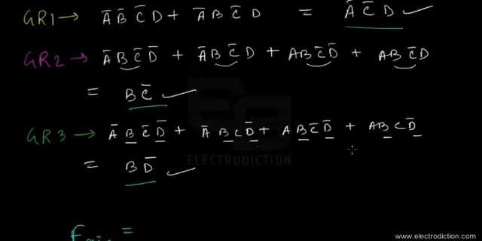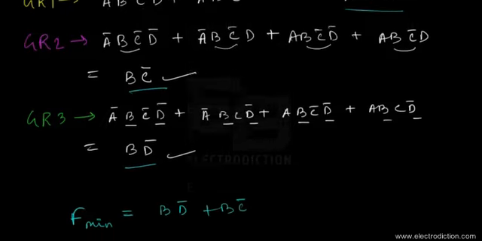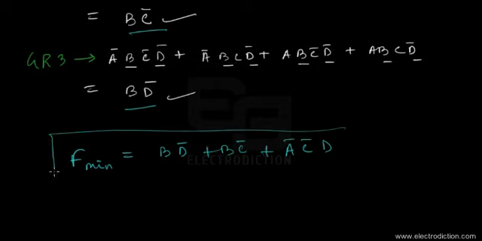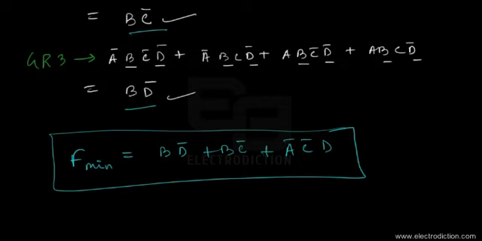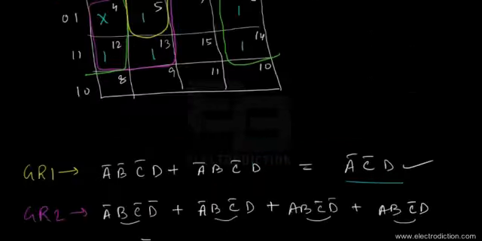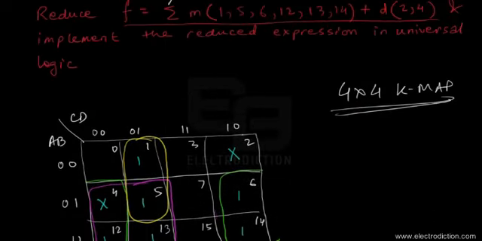So we're going to get BD bar plus BC bar, and then A bar C bar D plus A bar C bar D. So here we have finally obtained our minimal reduced expression using the SOP system of reduction. We have just successfully been using the K-map to reduce the expression.